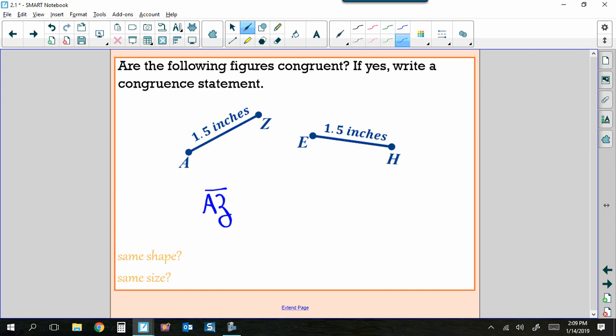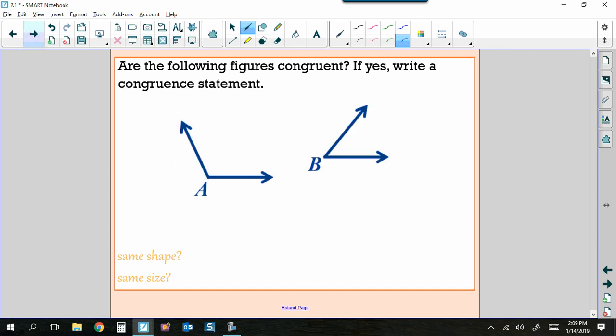We have segment AZ and segment EH. The next piece is, are they the same size? We can see that the distance from A to Z is given as 1.5, and the distance from E to H is also 1.5. So therefore, they are the same shape, both segments, and they are the same size, both 1.5 inches. So we can say that segment AZ is congruent to segment EH. And there's my congruency statement. Perfect. Let's go ahead, next we're going to look at some angles.